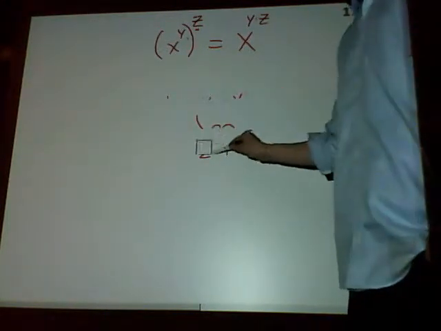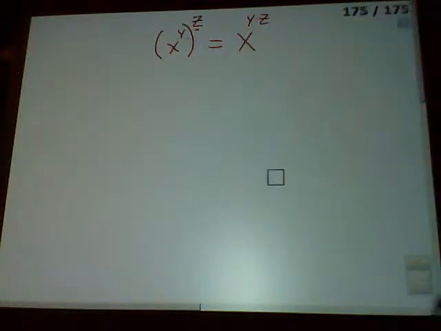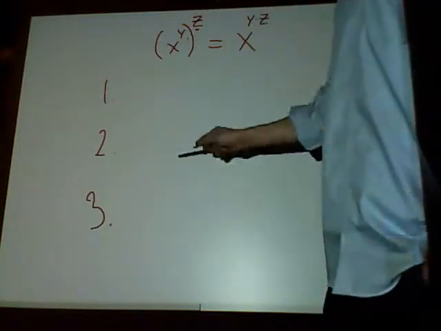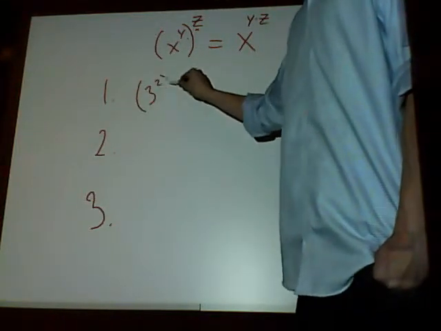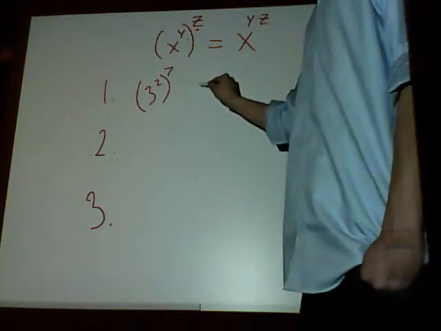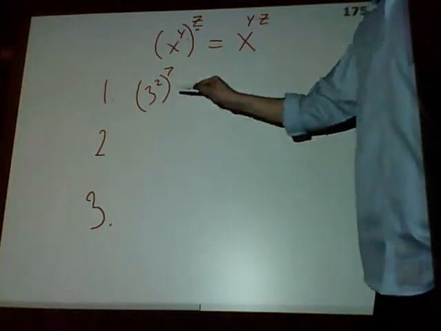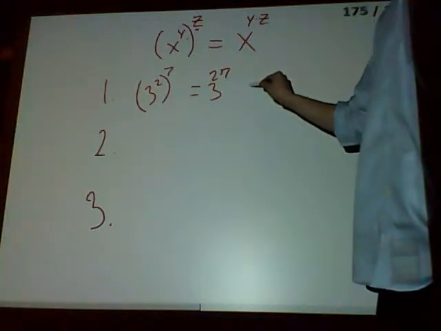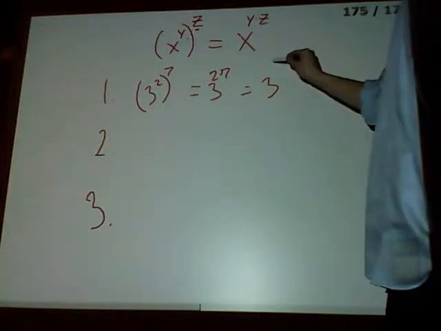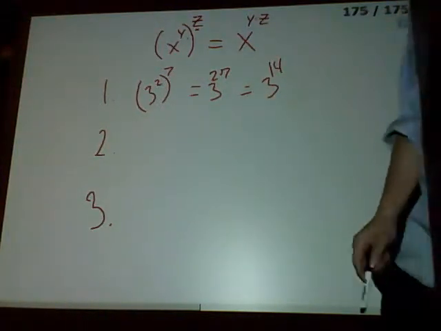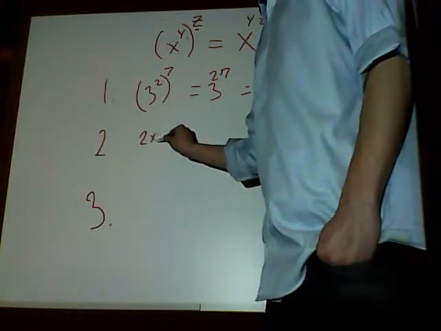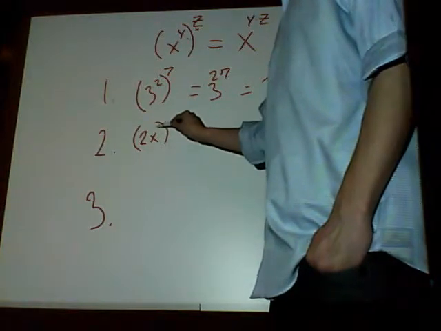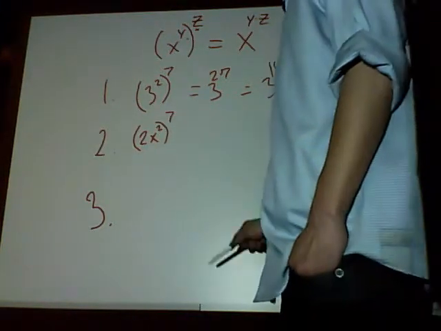So let's apply this formula, guys. Our first problem will be, alright, let's do 3 squared to the 7th, alright? So like I said, when you see an exponent outside of the parentheses, that means you multiply them. So we get 2 times 7, and that equals 14. So we got 3 to the 14th. All right, let's try another one. Let's try 2x squared to the 7th.